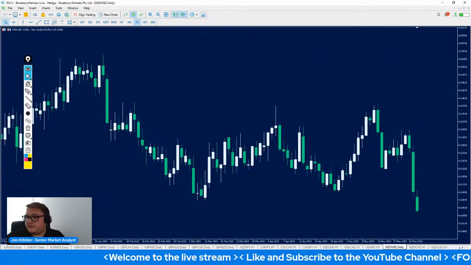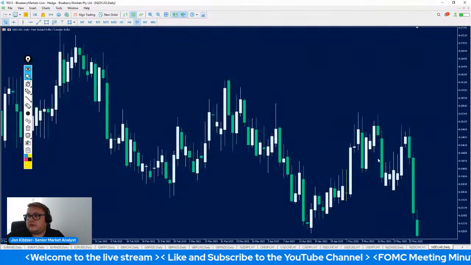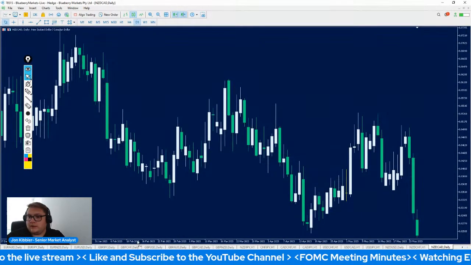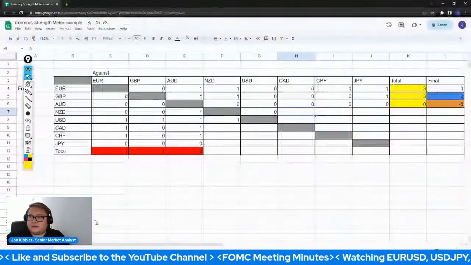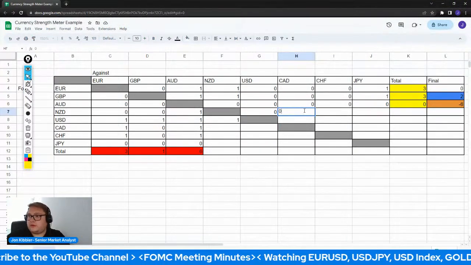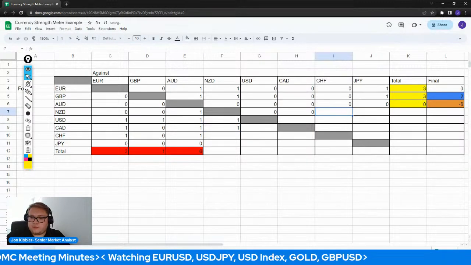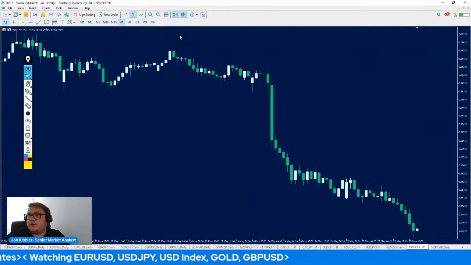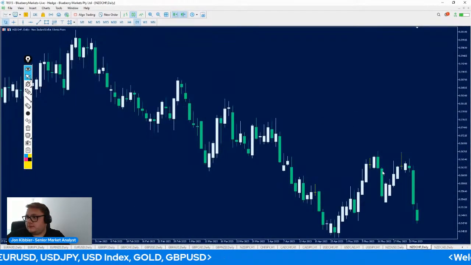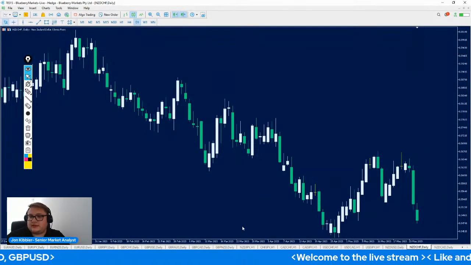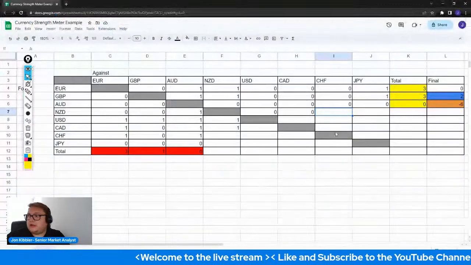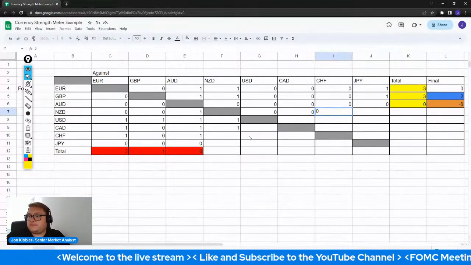I know Kiwi is very weak at the moment, so Kiwi CAD, yeah, new lower low there on Kiwi CAD. So this is going to be another one that's showing us that a currency is weak, I feel. Kiwi Swiss, again, look at that new lower low being formed. Okay, that to me would be a sign that we need to start looking at that Kiwi weakness.